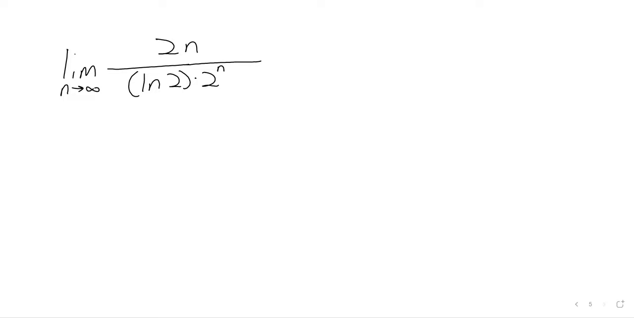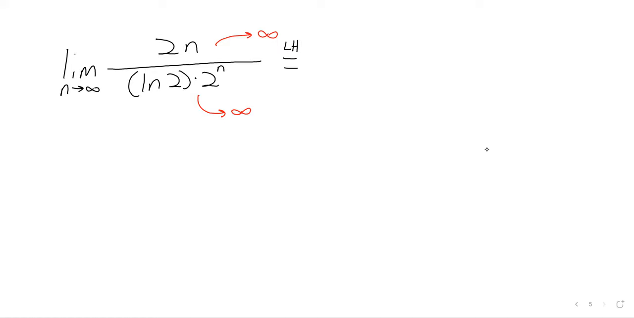And now this is still indeterminate. 2 times infinity is infinity. Obviously, that's a kind of informal way of putting it, but 2 times infinity is infinity. And 2 to the power of infinity times a number is infinity. So this is still infinity over infinity, and we can hit this with L'Hopital's rule a second time.